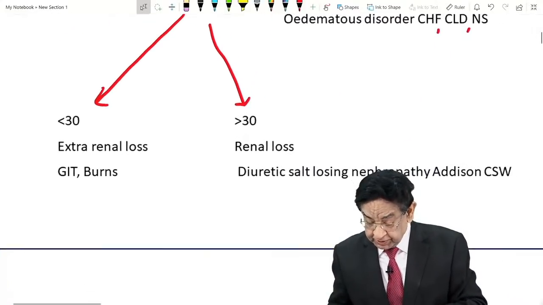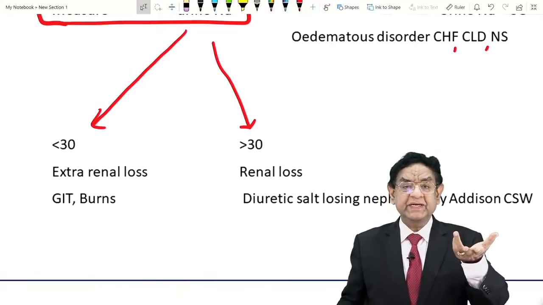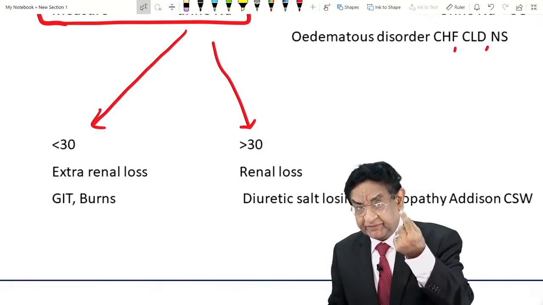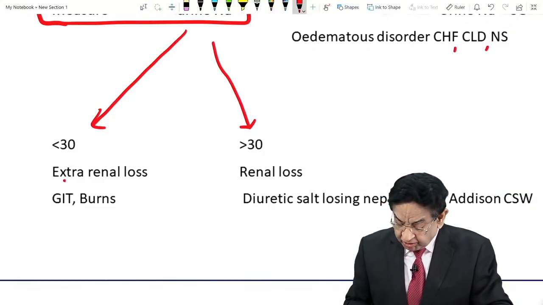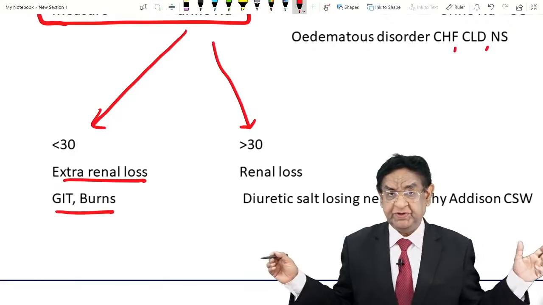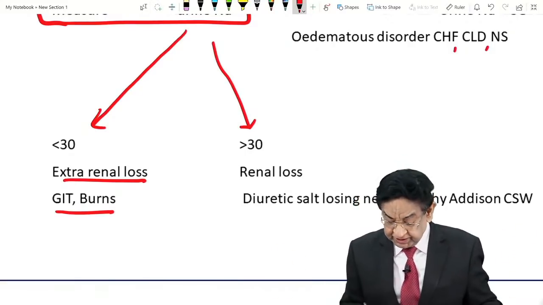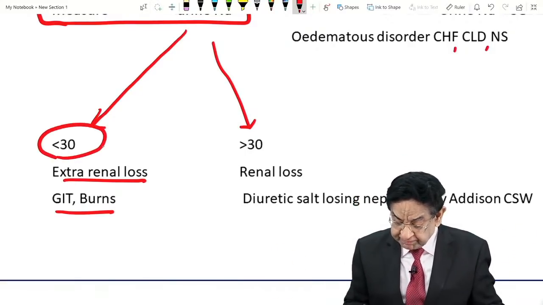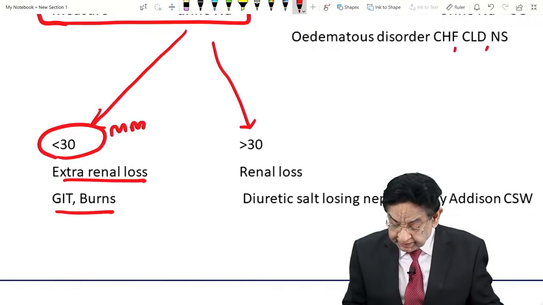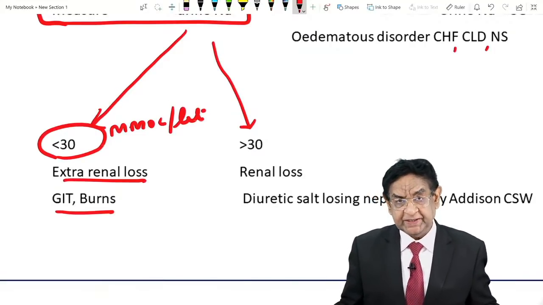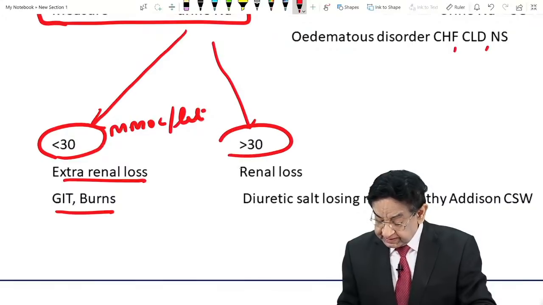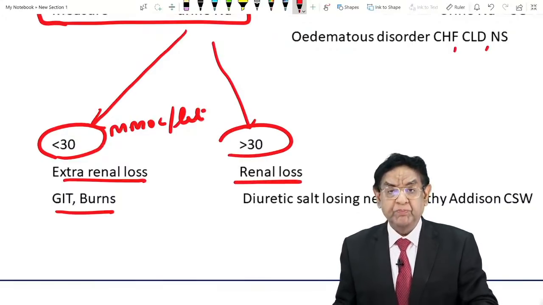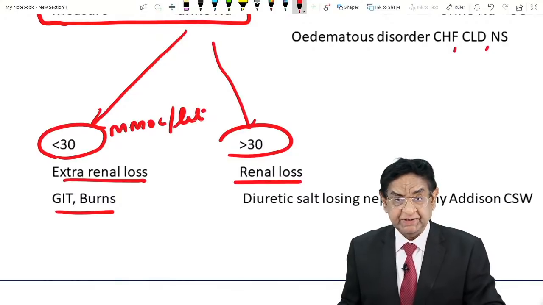Now to know whether it is GIT loss or kidney loss, history will be there. But however you want to document, if it is extra-renal loss, that is GIT, burns, we know in burns also a lot of fluid is lost, urine sodium will be less than 30 millimole per liter, or maybe 30 milliequivalent per liter. But if it is a renal loss, then it will be more than 30 milliequivalent per liter.